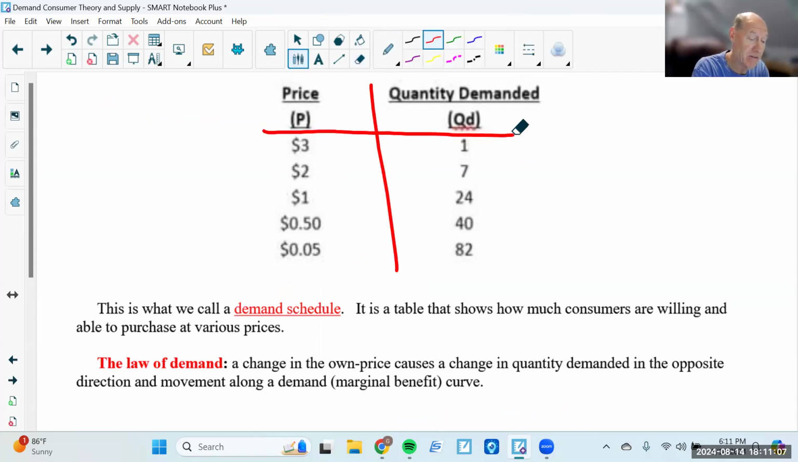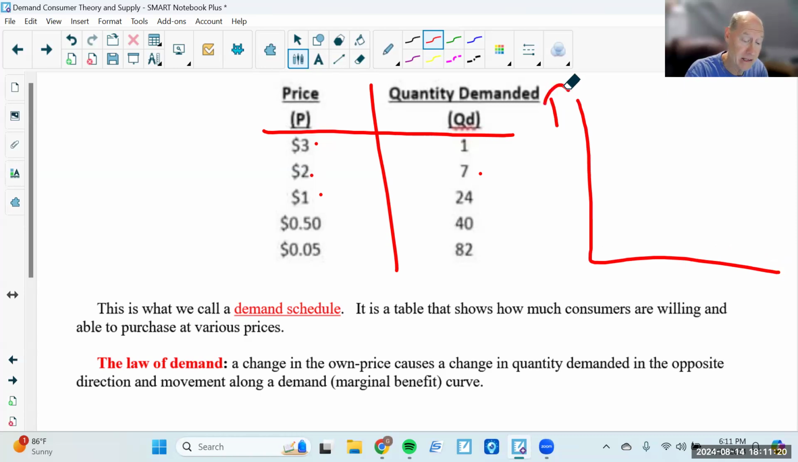So if you take this, you've got price over here. At a price of $3, the quantity demanded is 1. At a price of $2, the quantity demanded is 7. At a price of $1, the quantity demanded is 24. And if we were to graph this, it would look something like this. P, Q, mind your P's and Q's. Now, it would actually be curved. Demand curves really are curved. We call them demand curves because they are curved.